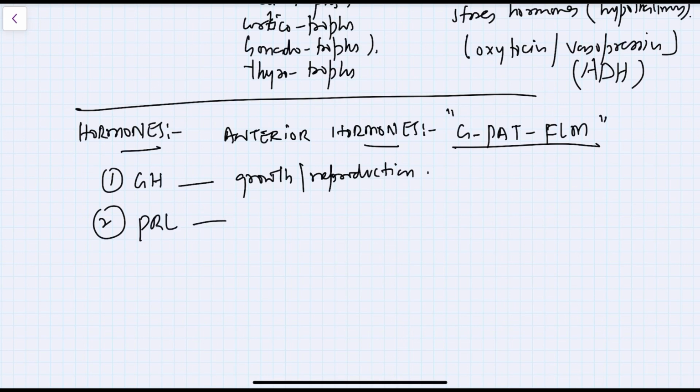So prolactin initiates and sustains lactation, or milk production. So this hormone is associated with milk production. And then we have one more hormone.